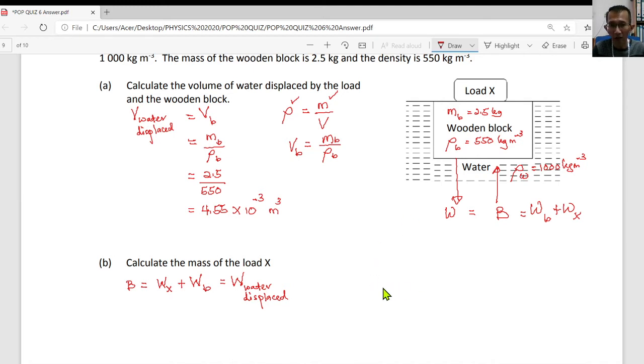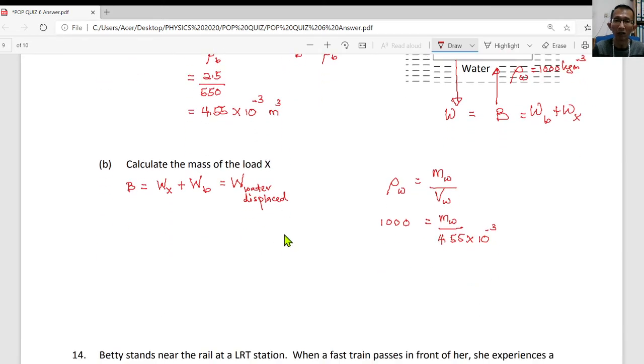Alright, so I'm going to write here the density of water: density equals the mass of the water divided by the volume of the water displaced. Right, so the density of the water is 1000, equal to the mass. We don't know the mass. We are going to find the mass. And the volume of the water displaced was calculated in the previous question. That will be 4.55 times 10 to the power of negative 3. Alright, so calculate our mass of water displaced. If you do this calculation, you should be able to get 4.55 kilogram.